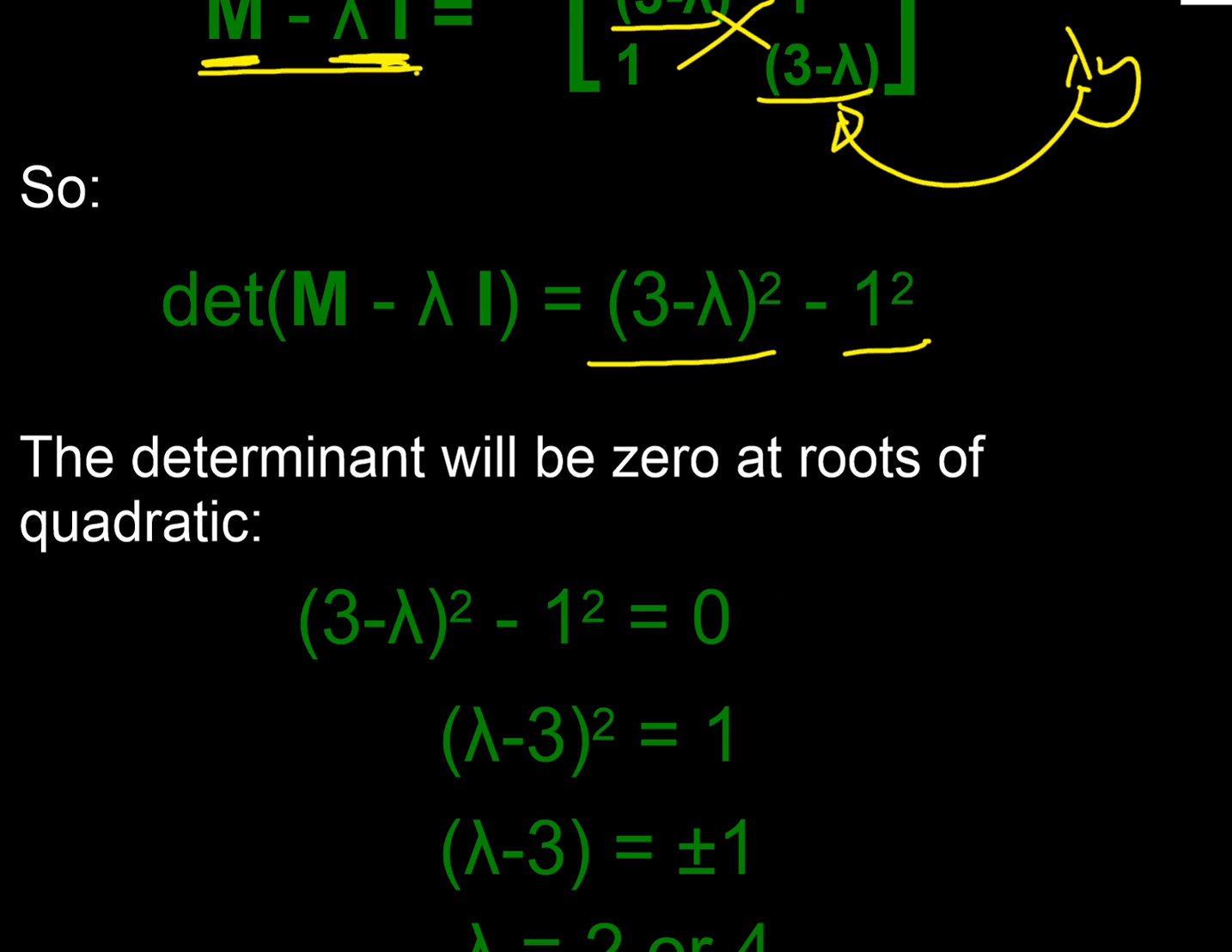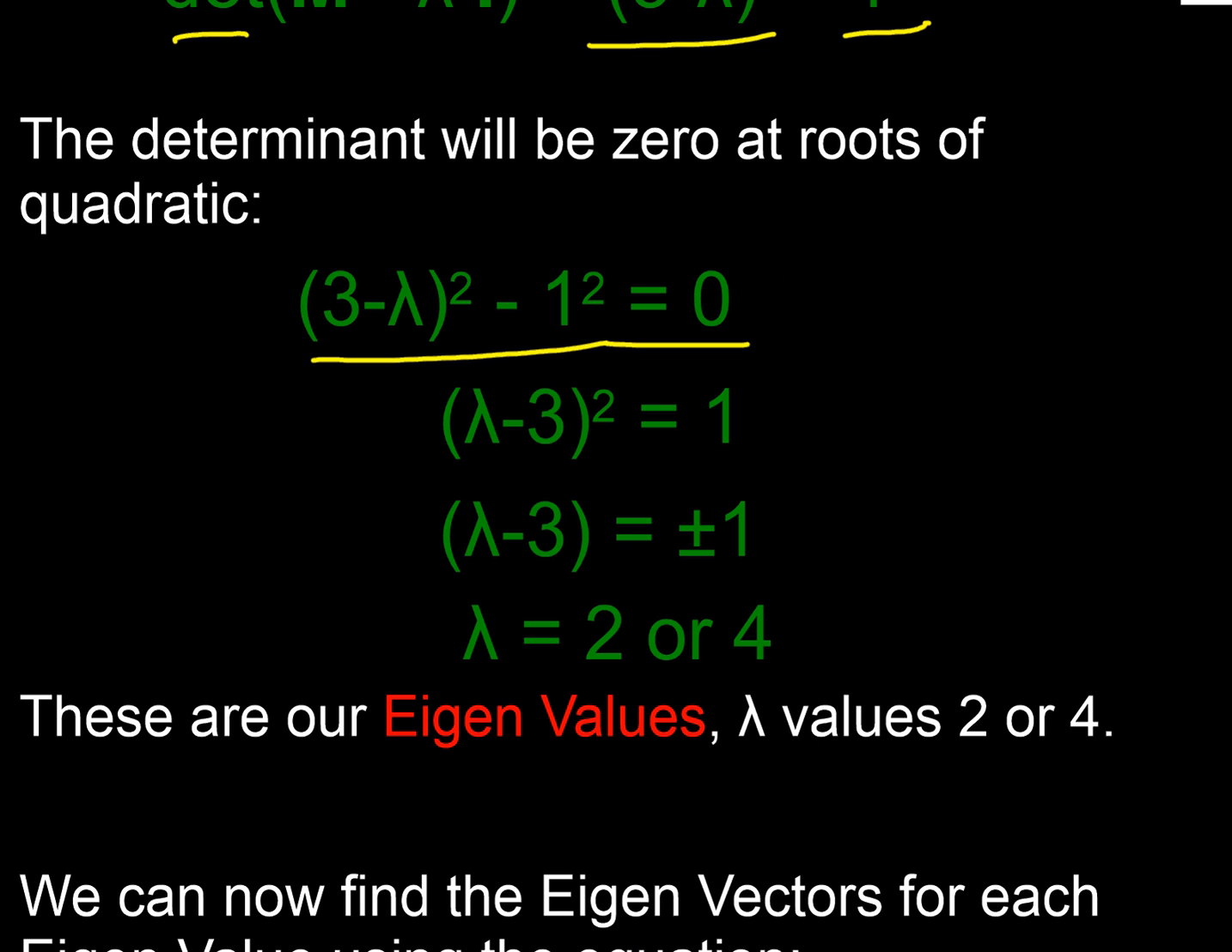So what we're interested in is when that determinant equals 0. So if we set this to 0, we find we've got a quadratic here in lambda. That's because we're in 2D. If we were in a 3D matrix, we'd have a cubic. So rearranging this equation, we've got lambda minus 3 all squared must equal our 1 squared going to the other side, which is 1, isn't it? And if we root both sides of this, we get lambda minus 3 is plus or minus 1. Therefore, lambda equals 2 or 4.